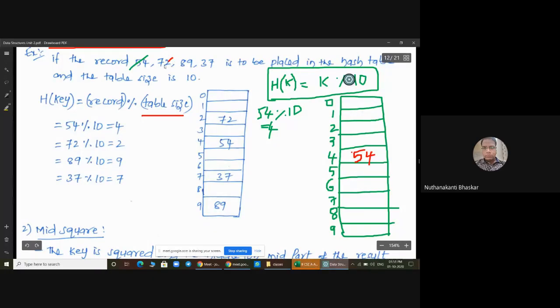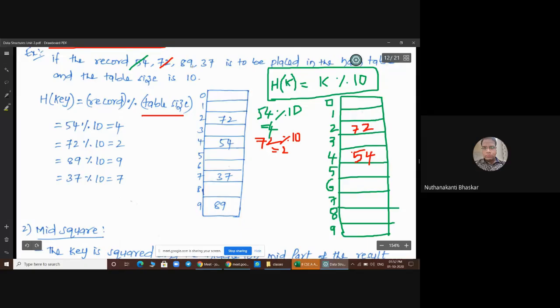Now tell me, what is the hash value of 72? 2. Here, for convenience, I have taken divisor 10. You can take other numbers also, 13, 14, some complex numbers. For understanding purposes, I have taken 10 only. Please don't think sir has taken 10 only. It is easy, so for understanding I have taken 10. You can take anything, not a problem.